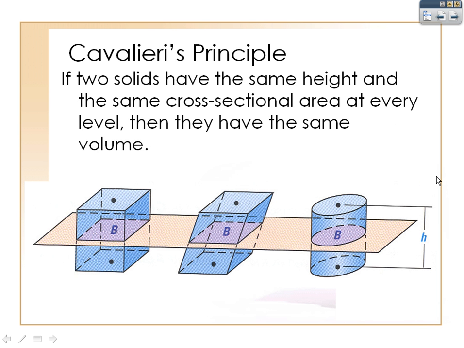Cavalieri's principle tells us that it doesn't even matter if the prism or the cylinder has been squished off kilter. As long as the base areas are all the same and the height is the same, the two prisms would have the same volume.